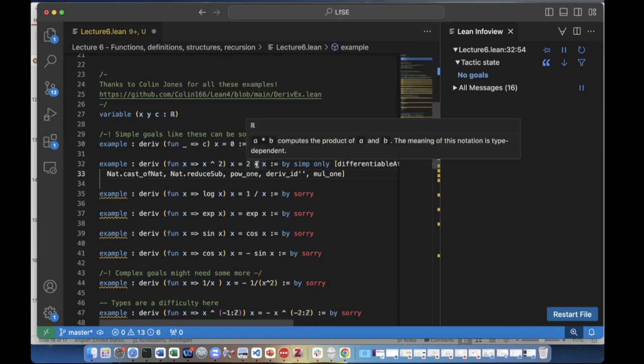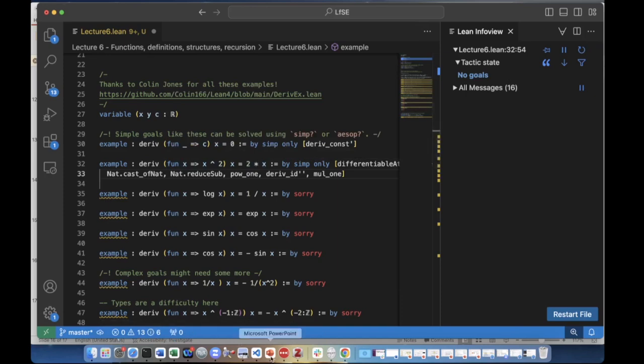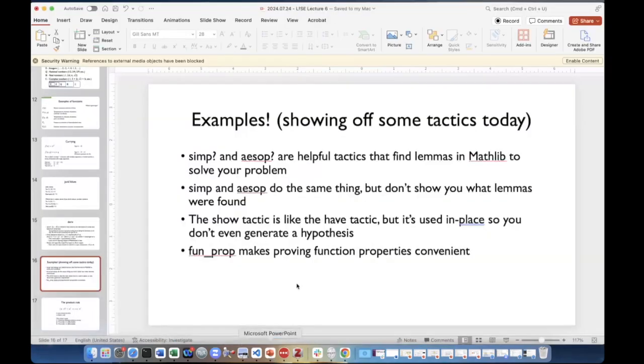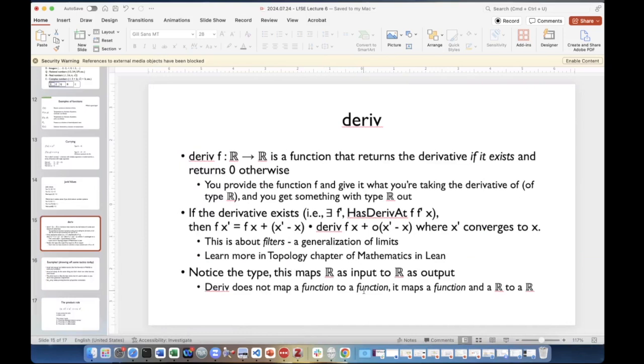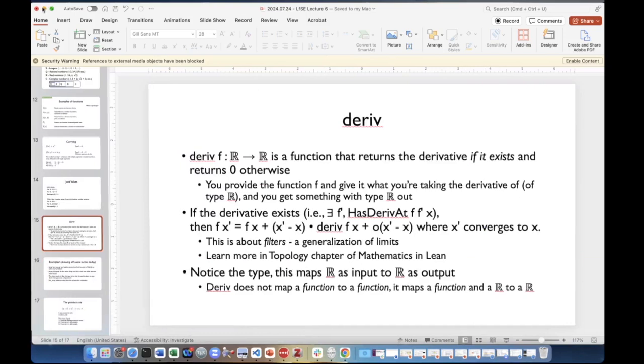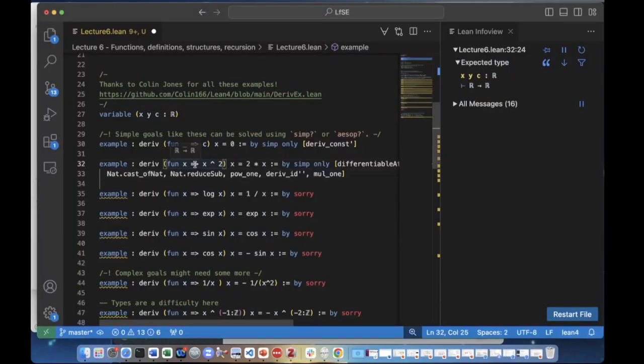So the output of deriv f x is equal to a real number, and that real number here is 2x. So I'm just going to come back now that we've unpacked all of that. I'm going to show this final point. The deriv maps a function and a real to a real. A function and a real to a real. So that's this: function, first argument, and a real, second argument, to a real.